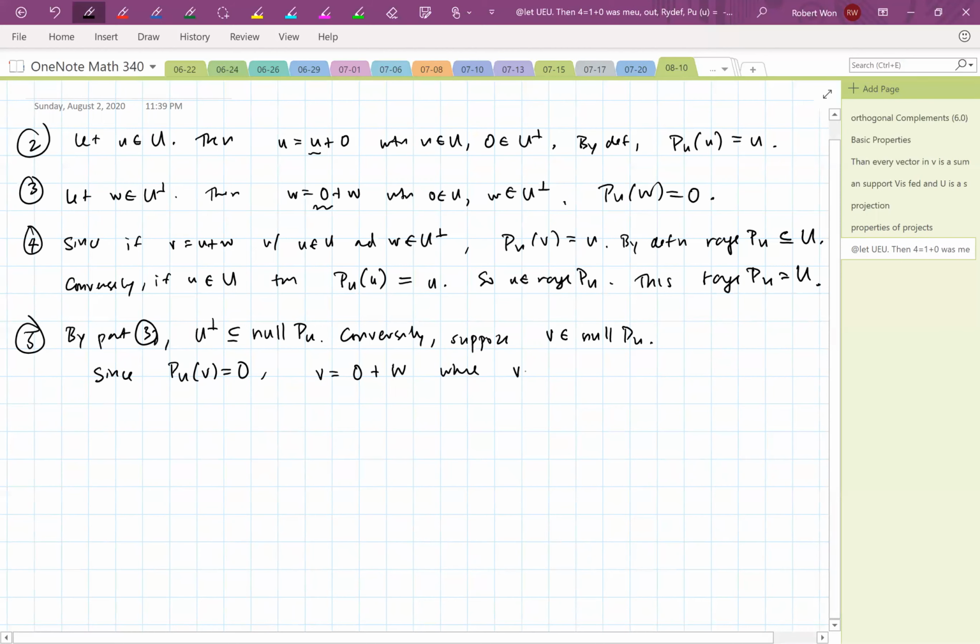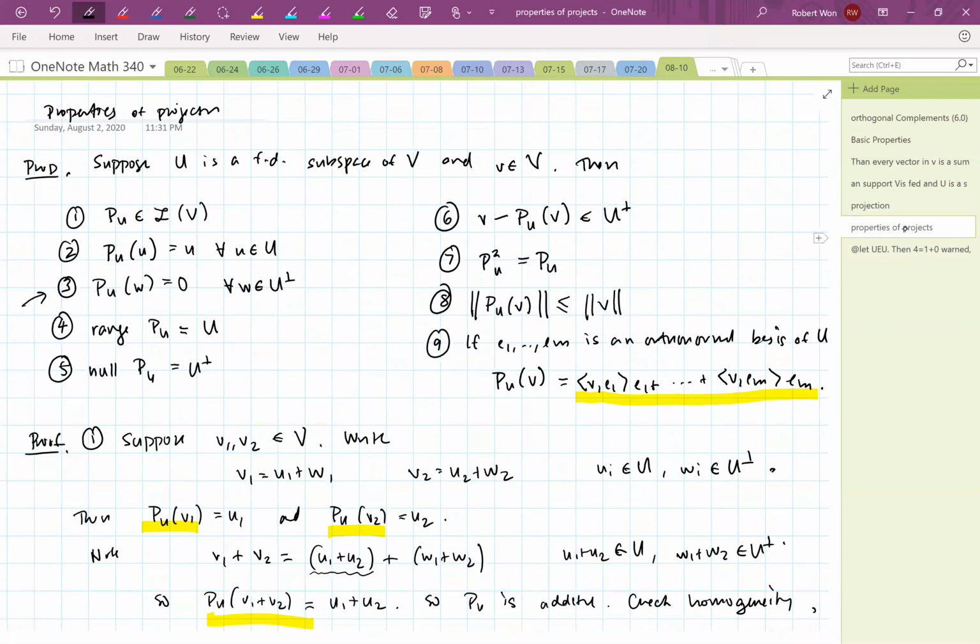Where 0 is in U and W is in U perp. But V is just W, right? So this means that V is in U perp, which shows the opposite inclusion. The null space is a subset of the complement of U. Okay, really roaring along here.